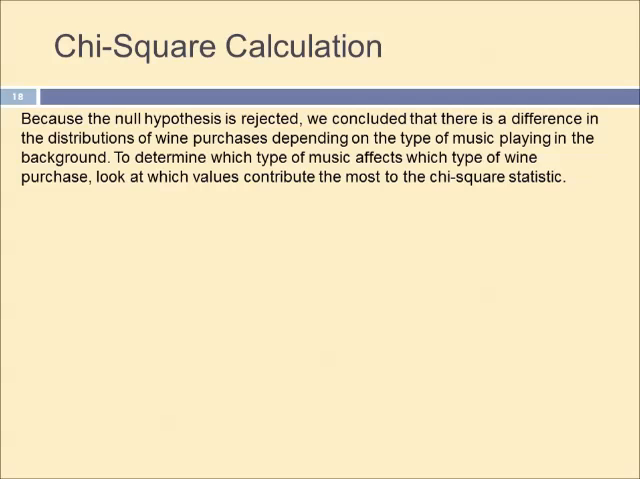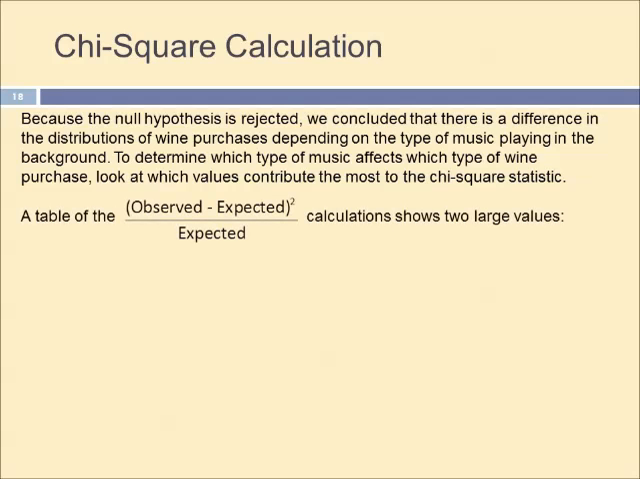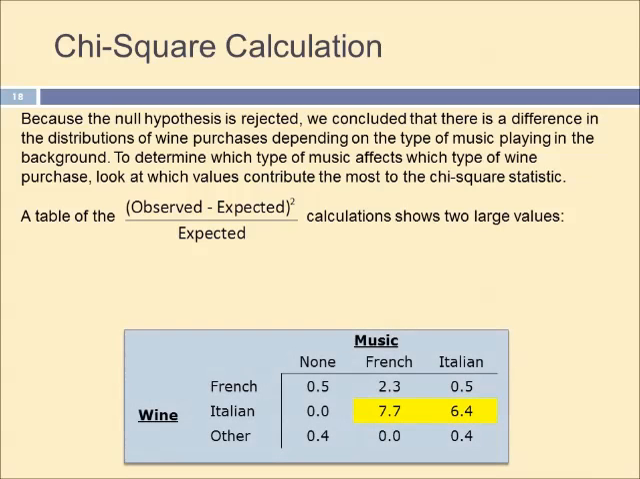To determine which type of music affects which type of wine purchase, we'll take a look at which values contribute the most to the chi-square statistic. If we just look at a table of the chi-square values, observed minus expected squared over expected, the calculations show that there are 2 particularly large values. Those contribute the most to the chi-square statistic. The others are relatively small. We might consider the 2.3 at some point, but for now we'll just talk about those 2 that are highlighted.